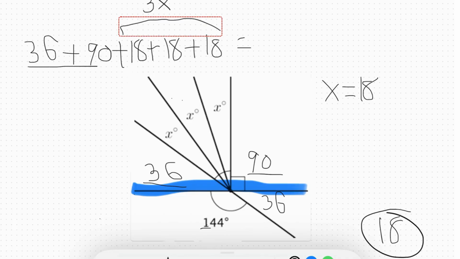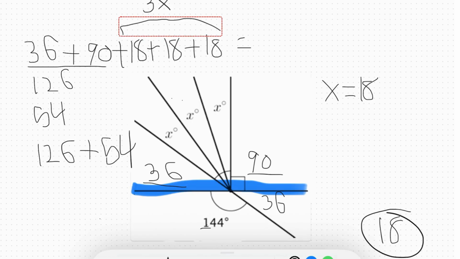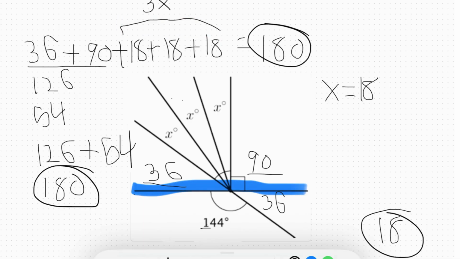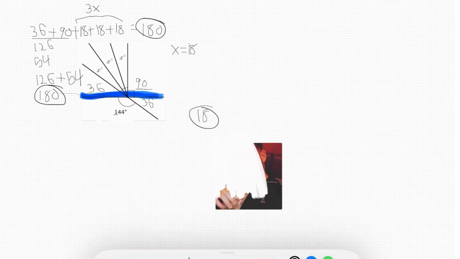So 36 plus 90 is 126. 18 times 3 is 54. And 126 plus 54 is 180. Is that equal to the full angle of the supplementary? Yes, it is. So did we just do it? Yes, we did. Nice job.